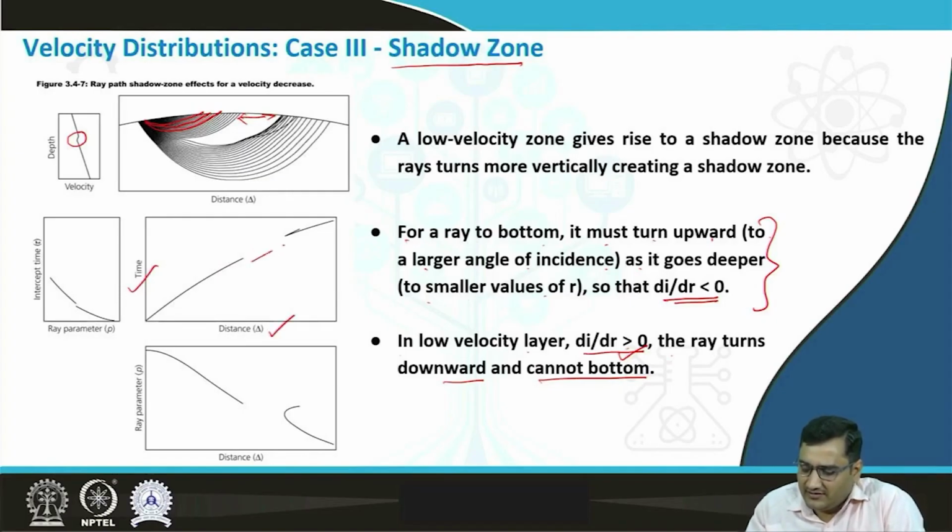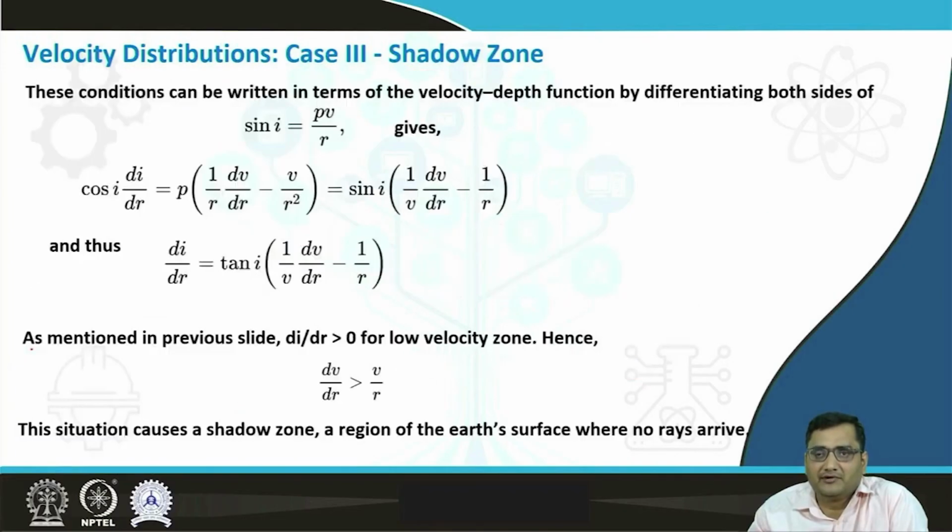And if you look at the travel time curve for time and distance, you can see there is this shadow zone where no rays are being observed. And this is the plot for ray parameter versus distance. You can see again there is this shadow zone, and the same thing for the intercept time and the ray parameter.